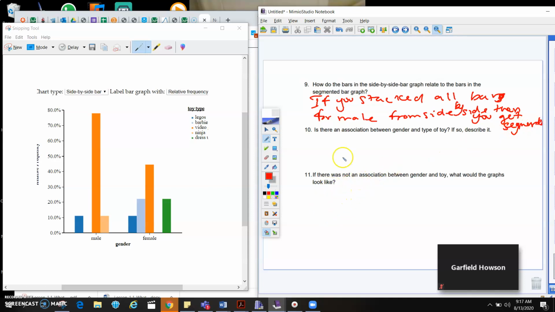Okay? Is there an association between gender and type of toy? Well, that's for you to kind of decide. I would say yes, solely because, I mean, look at the more male type toys. Okay? Most of them are liked by more males. Dress Up and Barbies, we didn't have anybody who said that that was their favorite toy, right? Okay, so that's just something to keep in mind. So yes, knowing gender changes the percent chosen.